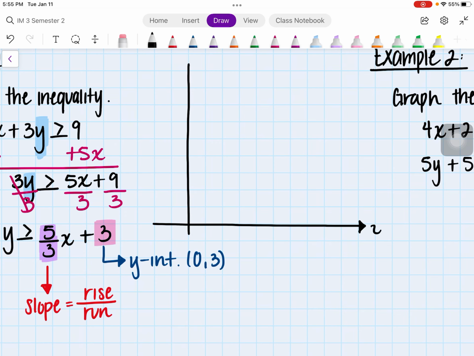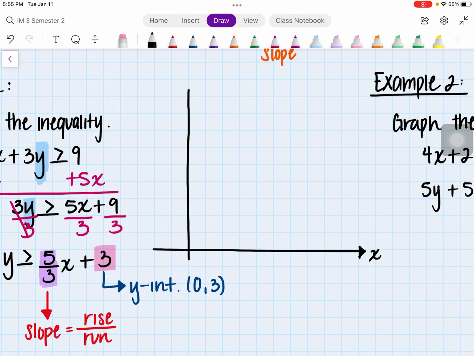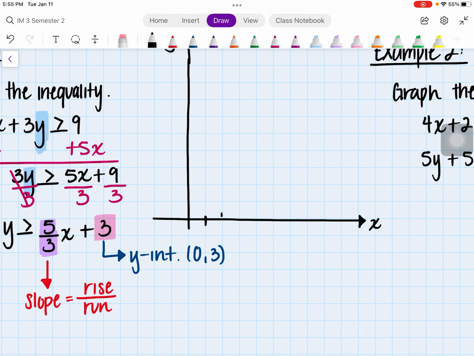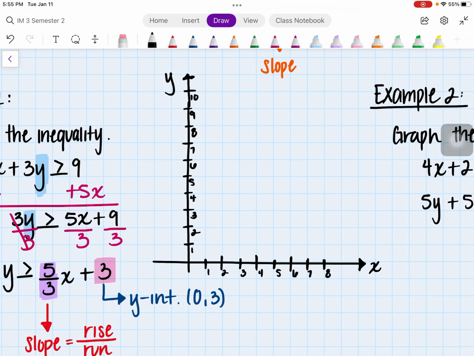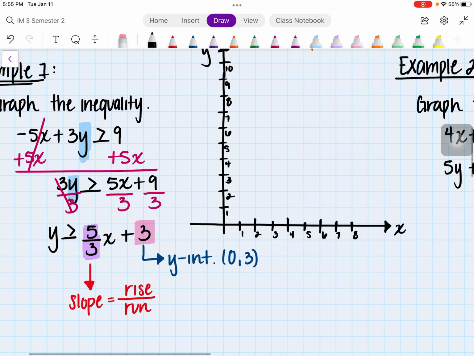All right. So this is x. And I hope I have enough space. This is y. So let's go ahead and do some labeling. 1, 2, 3, 4, 5, 6, 7, 8. 1, 2, 3, 4, 5, 6, 7, 8. 1, 2, 3, 4, 5, 6, 7, 8, 9, and 10, obviously.